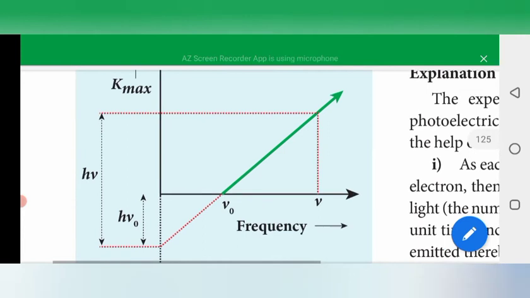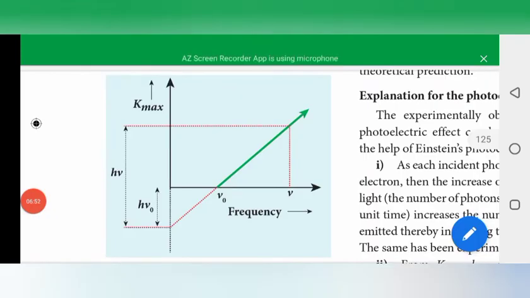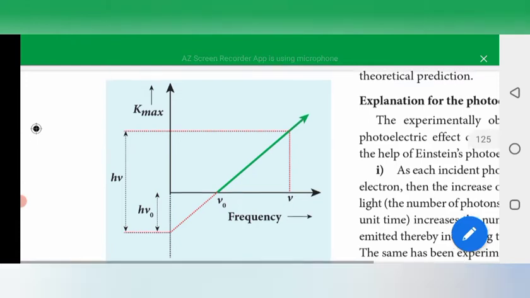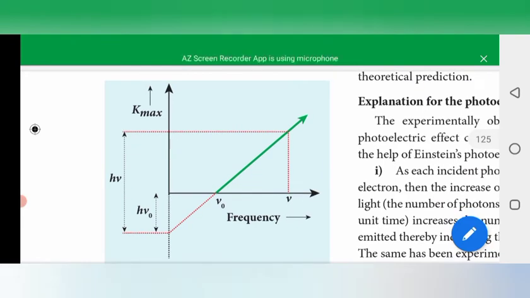See this graphical representation. This is a graph between kinetic energy and frequency. Here the minimum frequency, that is nu naught, corresponds to the energy h nu naught. After that, the electrons come out and gain the maximum kinetic energy. This diagram shows that the h nu naught portion is the minimum frequency at which the electrons can be ejected, and h nu is considered as the maximum kinetic energy produced in the electron.